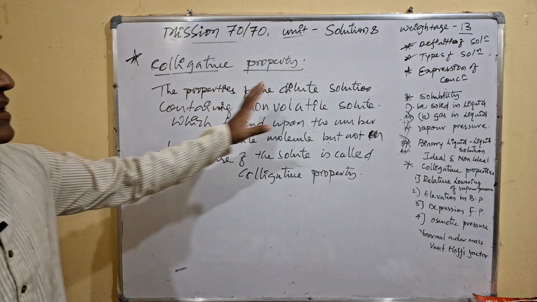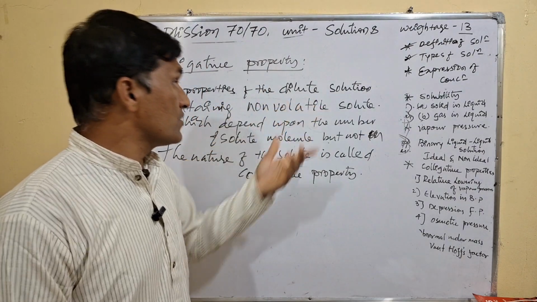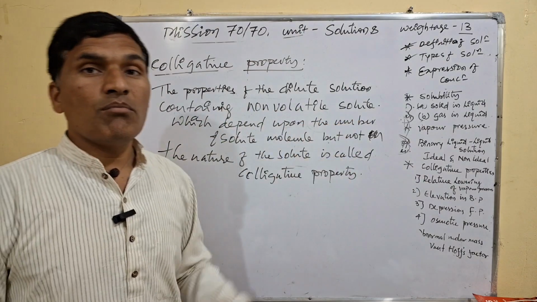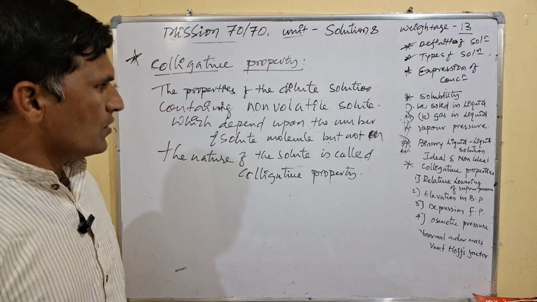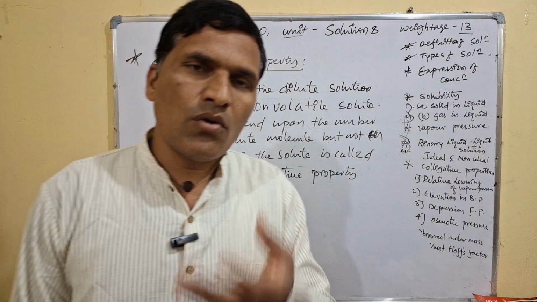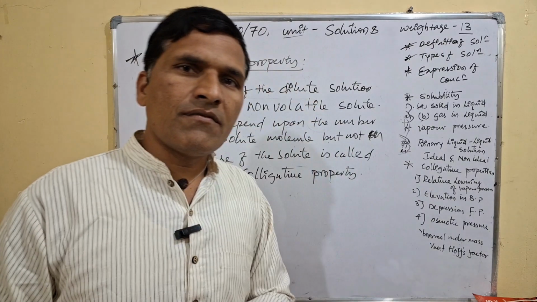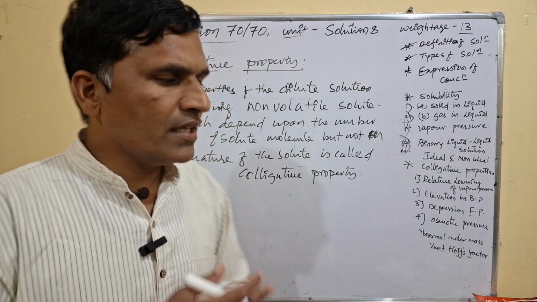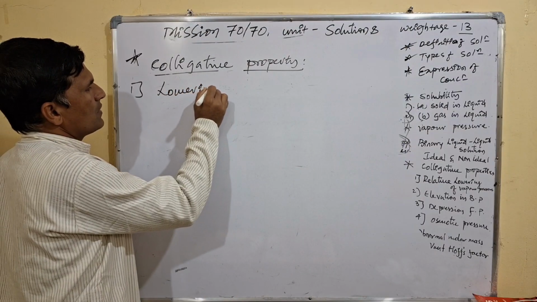Okay. So the property of the dilute solution containing a non-volatile solute, which depends upon the number of solute molecules but not on the nature of the solute molecule, is called a colligative property. Those colligative properties are lowering of the vapor pressure, elevation in the boiling point, depression in the freezing point, and osmotic pressure. Okay, so we'll see one by one. Lowering of vapor pressure.